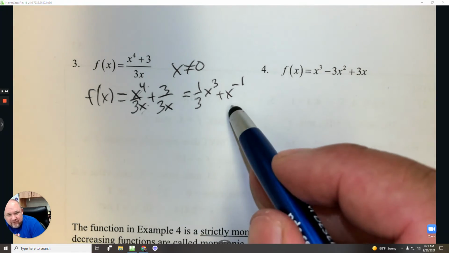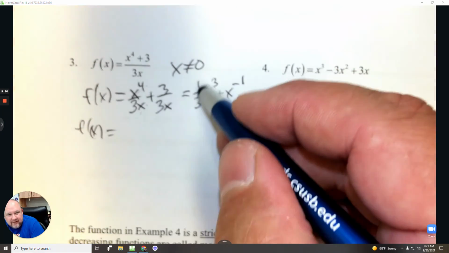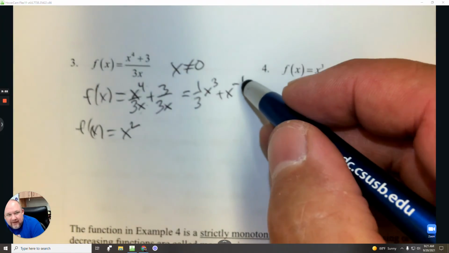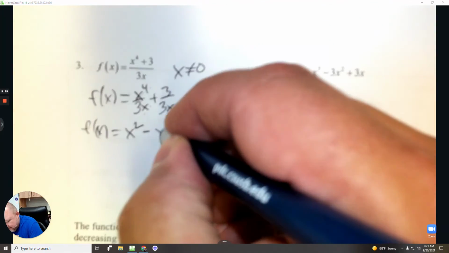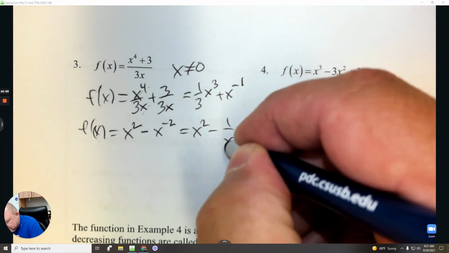So can I do the algebra here? Now the derivative. So 3 times the third, the 3's cross out. That leaves me with x squared. A negative times a positive is negative x to the negative 2. So I could also write that like this.